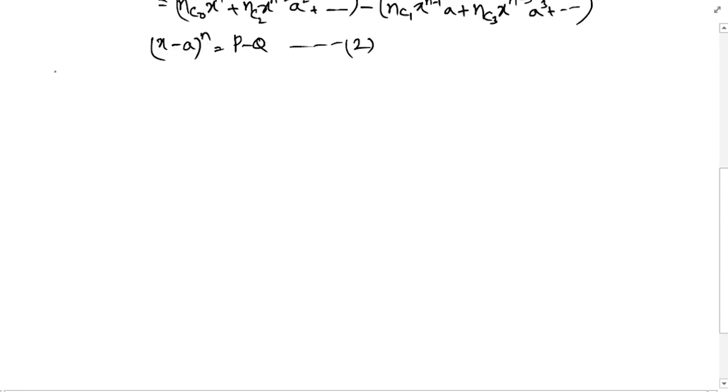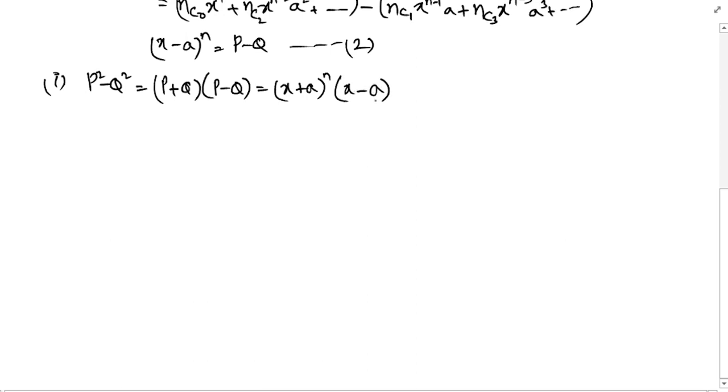Okay, now we'll go to the first bit. So, what is the first bit? That is p² − q². We can write it as (p + q)(p − q), right? So this is equal to (x + a)^n into (x − a)^n. That will be equal to (x² − a²)^n. So therefore we got p² − q² is equal to (x² − a²)^n. This is our first bit.